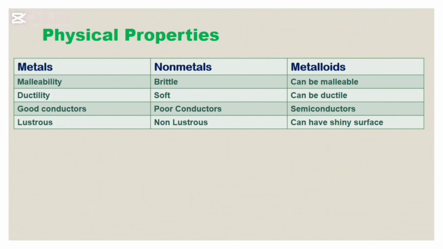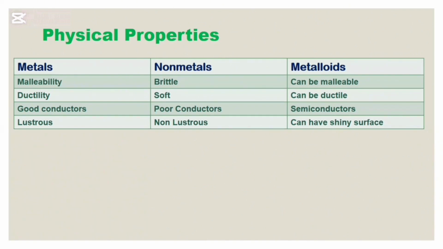Now let's talk about physical properties of nonmetals. Nonmetals have properties like brittleness, softness, they are poor conductors, and they are non-lustrous. Brittleness means they break easily. For example, we can take sulfur. Poor conductors means they do not conduct heat or electricity well. For example, we can take carbon as graphite. And non-lustrous means, for example, phosphorus, which has a dull appearance.